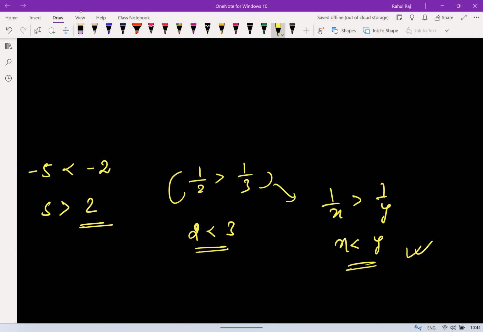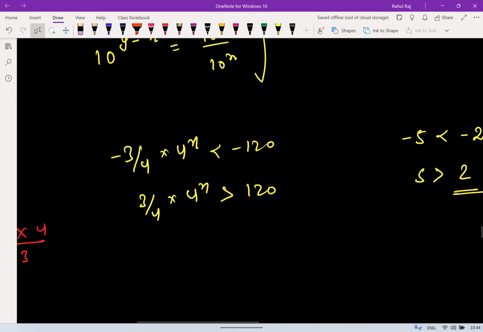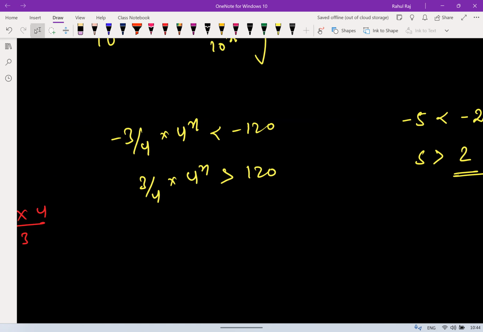Got it. Yeah, we'll do the reciprocals when we do the fractions chapter. So I remember that. So here you've got 4 into 4x. Now can I say, Alexa, 4 to the power x is greater than 120 cross 4 by 3? I've taken it cross-multiplied from right to left, so that's why it's 4 by 3.